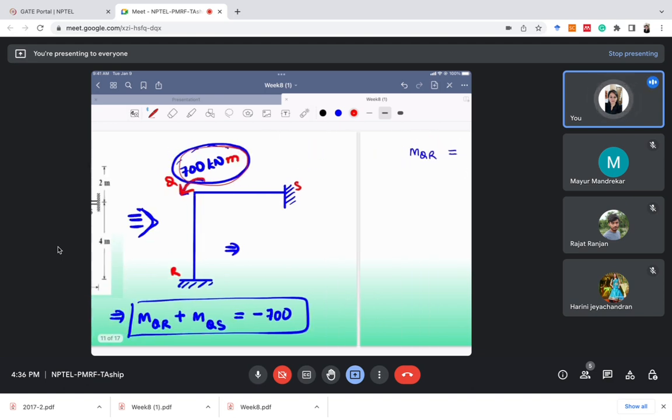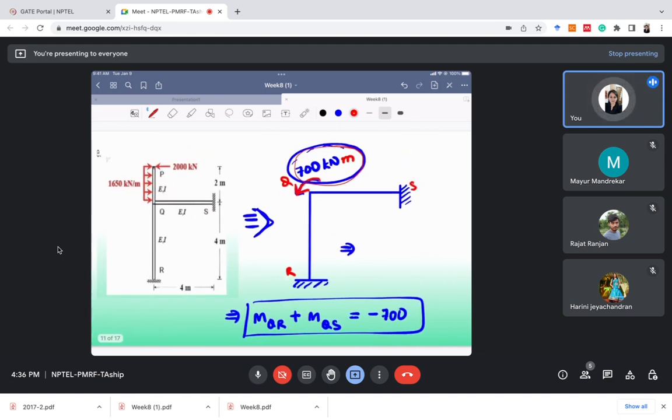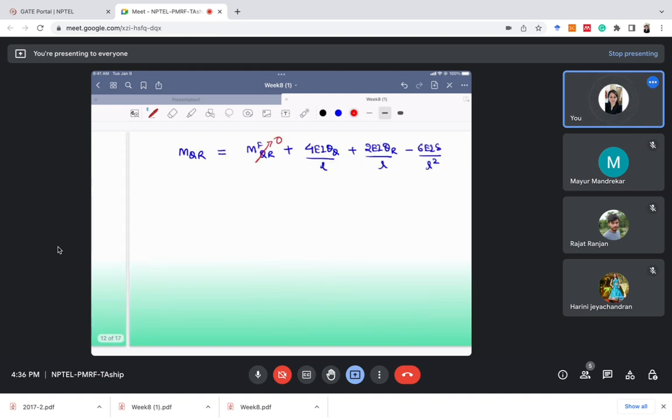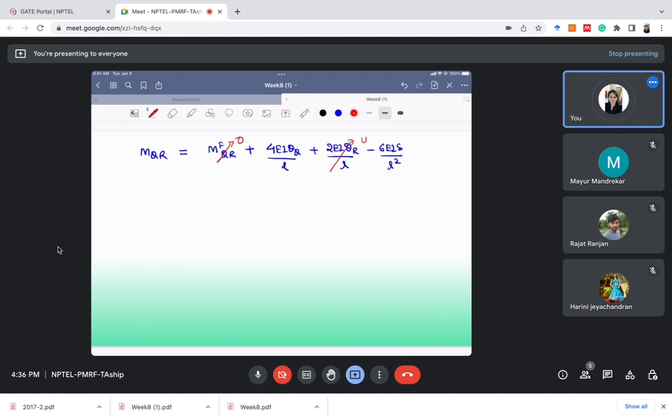Now theta Q will be there. There will be some rotation at Q, but theta R will be 0. Why will theta R be 0? Because it's a fixed support. So theta R we can remove. Another thing, is there any settlement or something? No, there is no settlement. So this term will also be 0. So MQR will be simply 4EI theta Q over L.